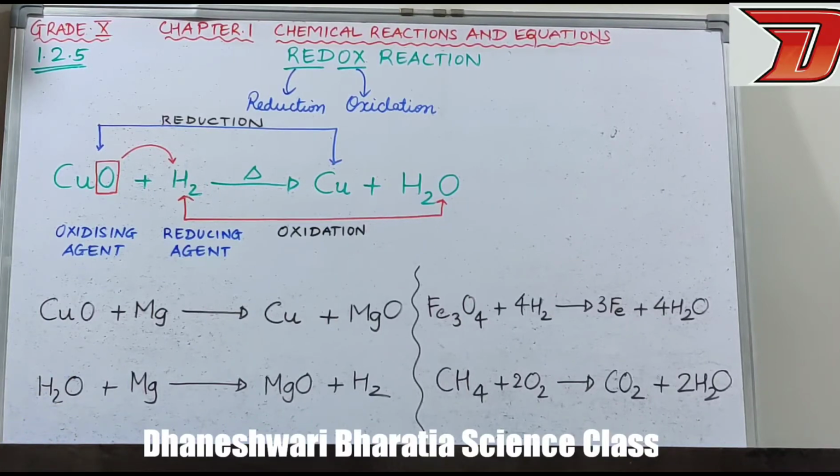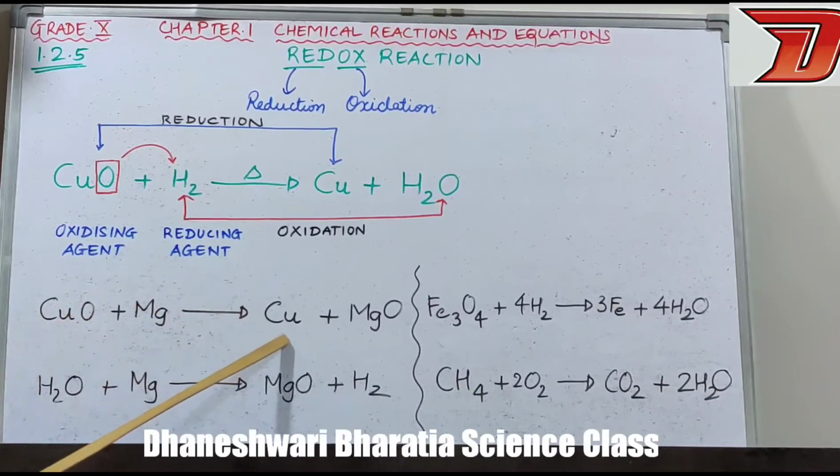If you do not understand, you can refer to this once again. First note down oxygen. Where is this oxygen going? Fine. What about this copper oxide? From copper oxide, oxygen is removed. So from copper oxide to copper, oxygen is removed. Which type of reaction is this? Removal of oxygen is? Very good. It is reduction. Now here to magnesium, oxygen is added.